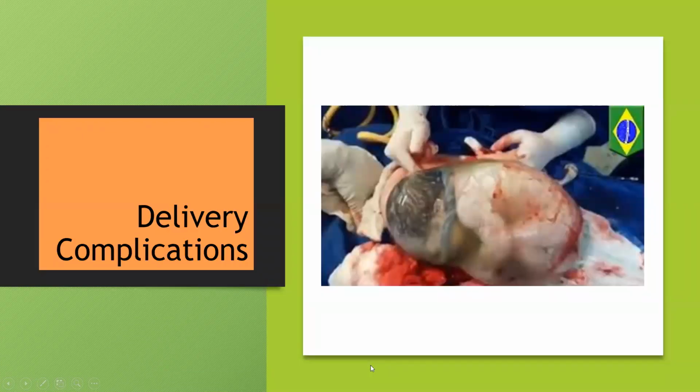Well, we're going to move on to delivery complications and some things that can happen during delivery. This is a nice picture of a baby born inside that amniotic sac. I think I've used this in another lecture, but it's a good example of what that baby looks like on the inside before it's born. See how that cord just gets wrapped in all different kinds of places? It's just amazing.